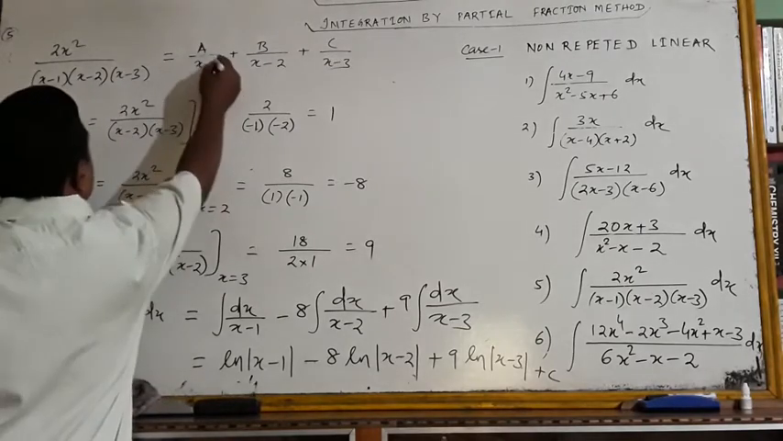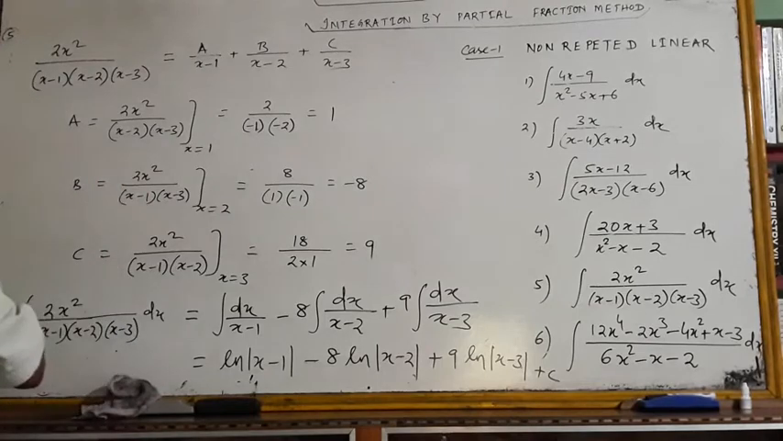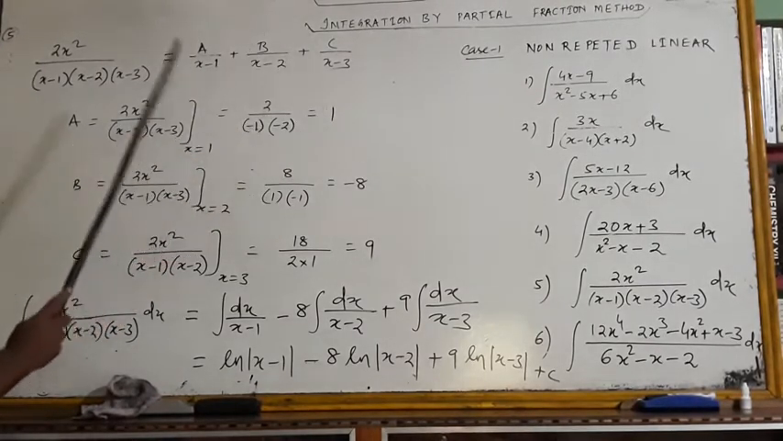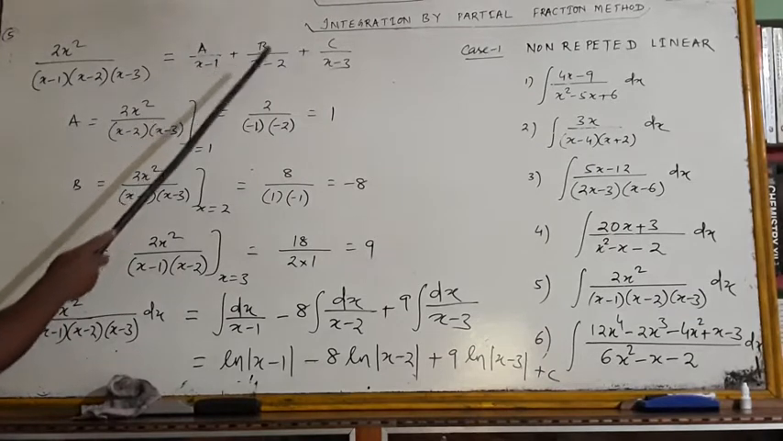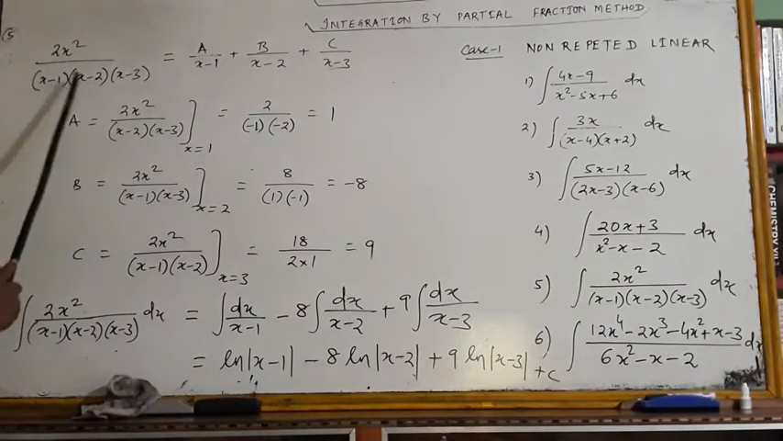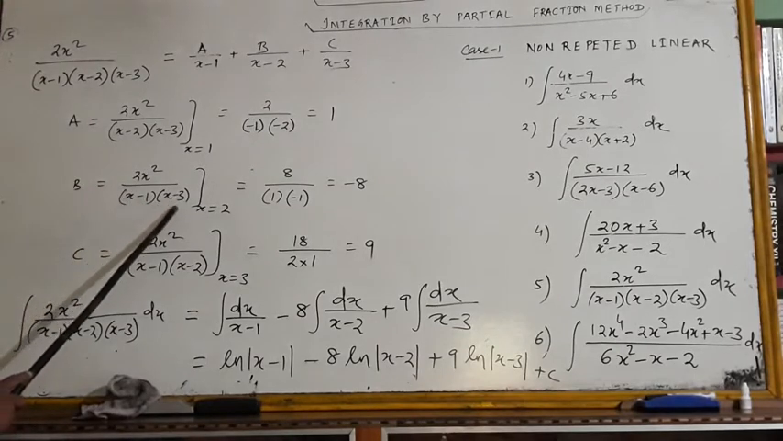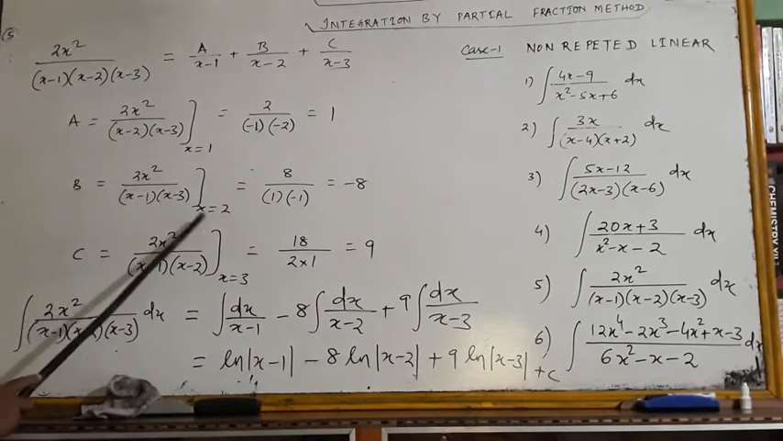You have to put x is equal to 1. Then the answer is 1. When you put x is equal to 1, it becomes 1. For b, what you have to do? Multiply by x minus 2, they will cancel. It will become 2x square by x minus 1 into x minus 3. Then put x is equal to 2.